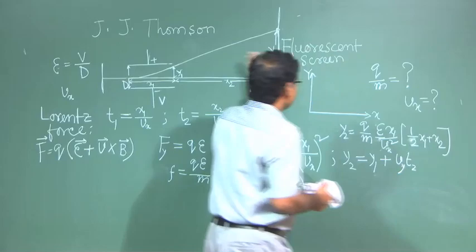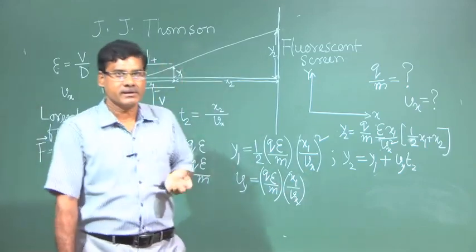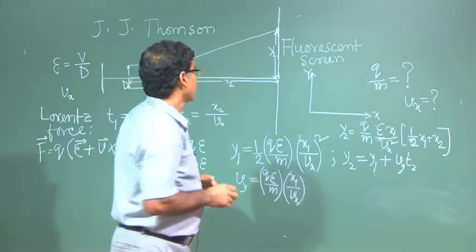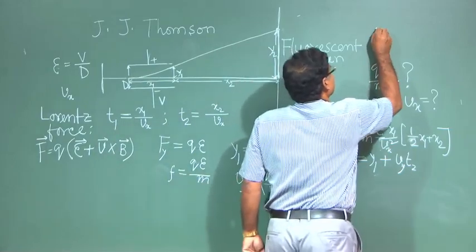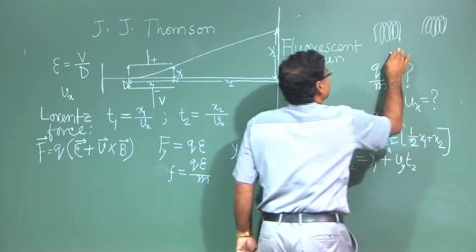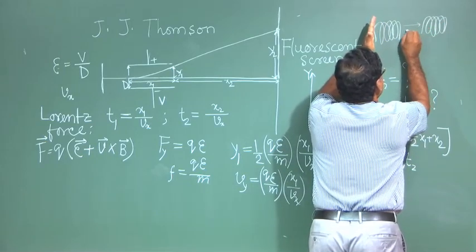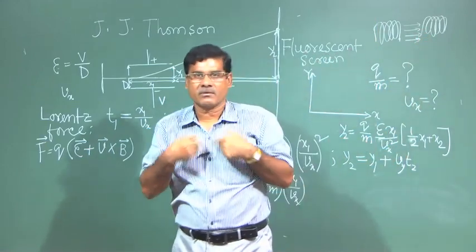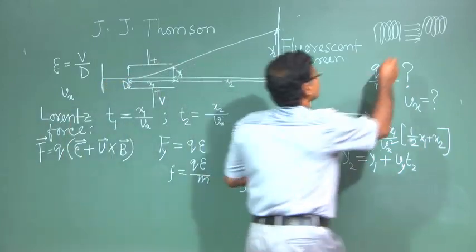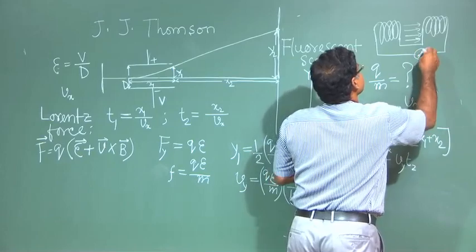Now to find out Vx, basically J.J. Thomson applied a magnetic field. How to get the magnetic field? Basically we use a Helmholtz coil. You know the Helmholtz coil, these two coils and another coil is this. Between the two coils a magnetic field is produced. If you pass current through a coil, it generates a magnetic field. Two coils, and in the same direction you are passing current through these coils.